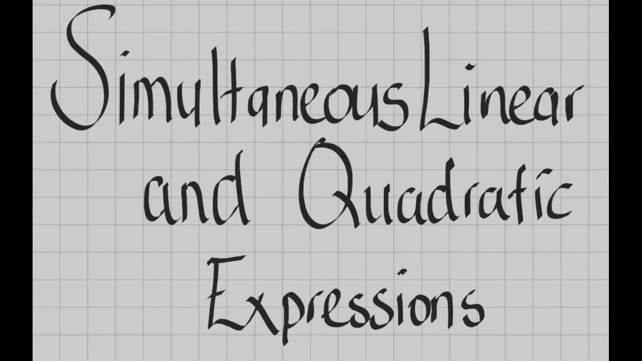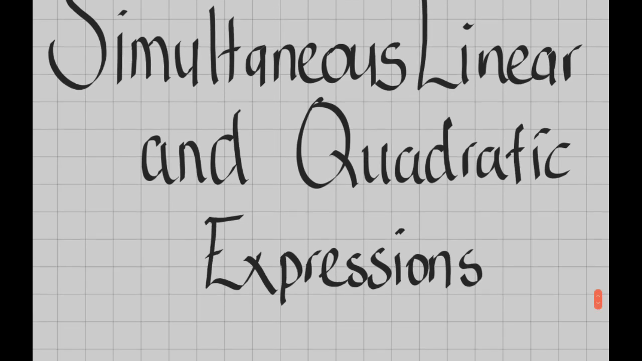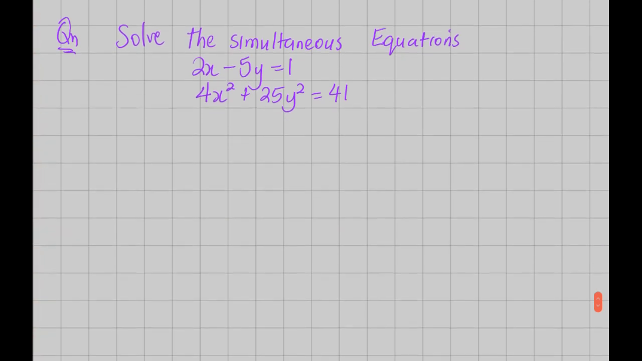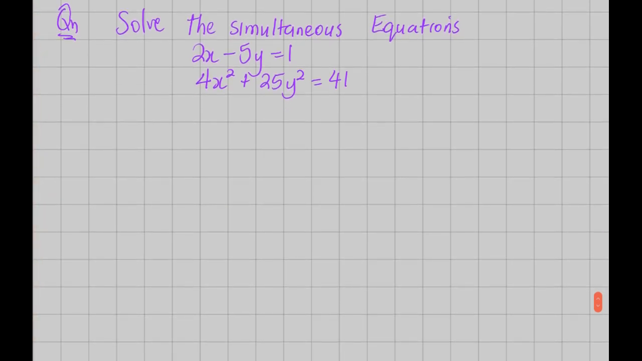Hi guys, in this video we're going to talk about simultaneous linear and quadratic expressions. So we are solving two pairs of equations where one is a linear equation and the other one is a quadratic expression. We are solving this simultaneously, and the question says solve the following simultaneous equations: 2x minus 5y is equal to 1 and 4x squared plus 25y squared is equal to 41.